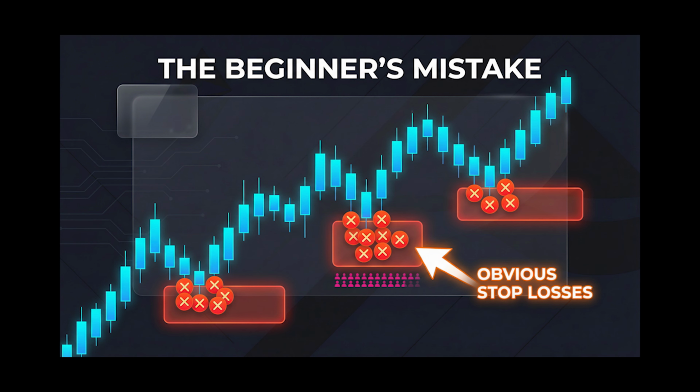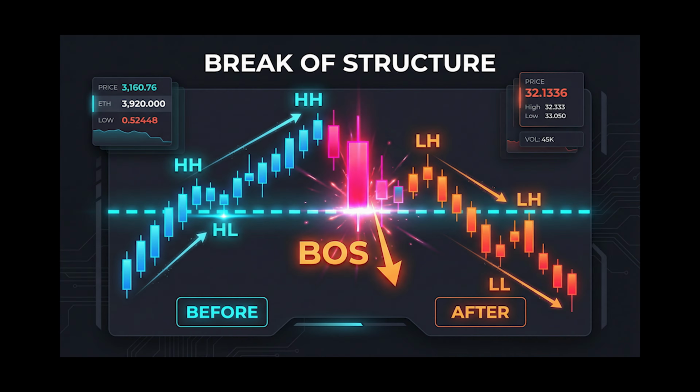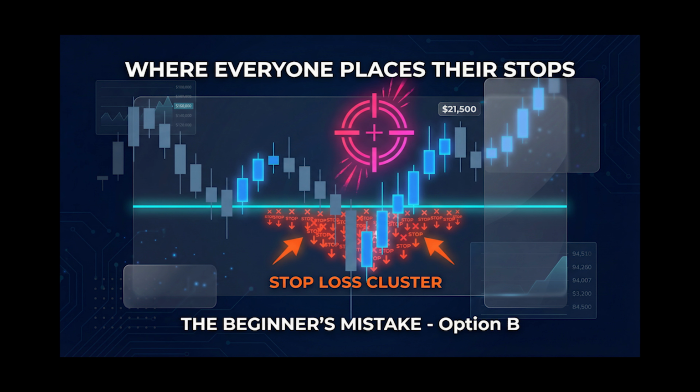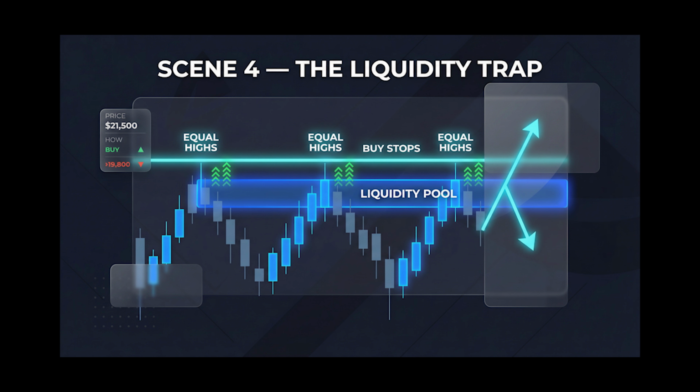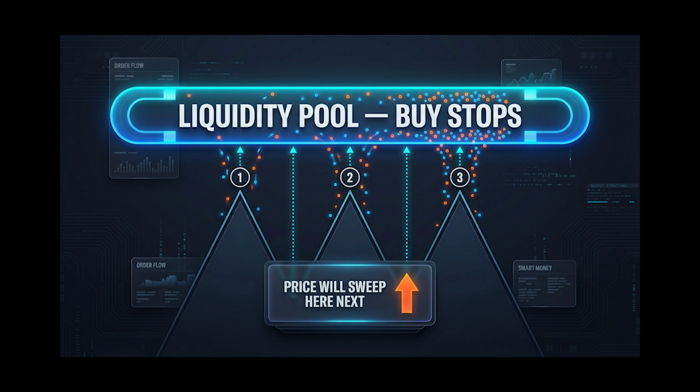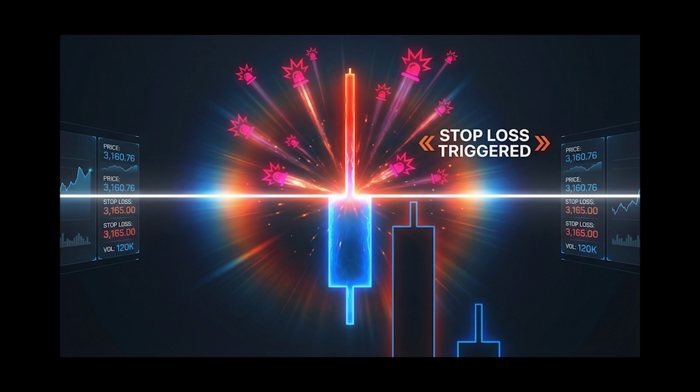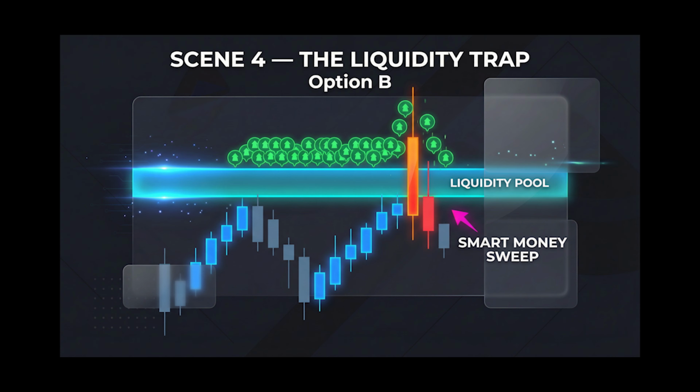Most beginner traders make the same mistake. They buy breakouts. They place stop losses in obvious places, and they follow the crowd. But institutions know exactly where those stop losses are. When price forms equal highs or equal lows, it creates a liquidity pool. Why? Because many traders place stop losses in the same area. Institutions often push price toward these zones to trigger those stops before making the real move.